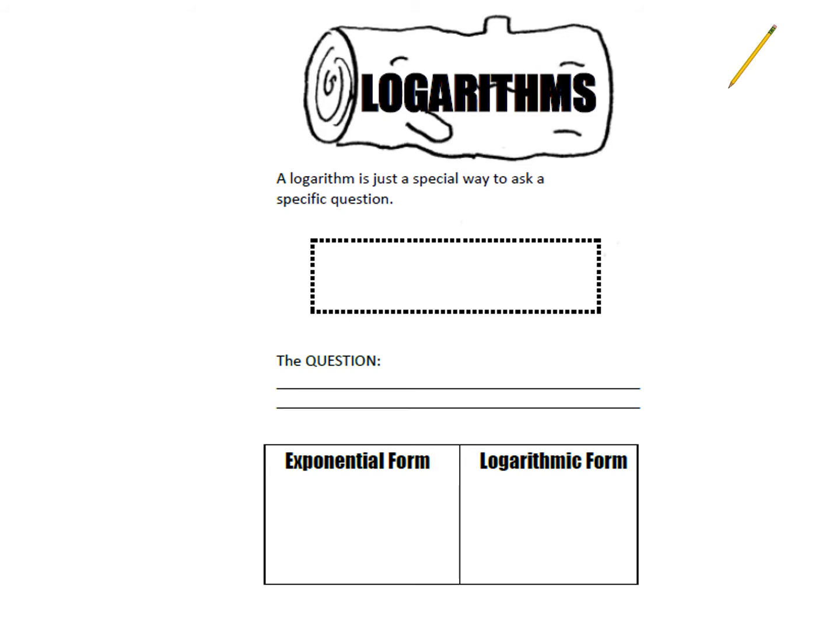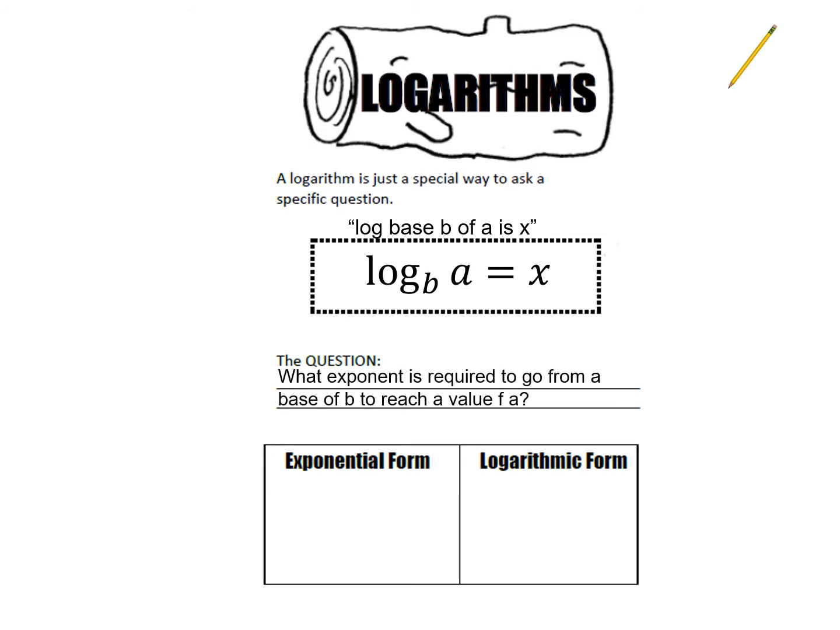Okay, so a logarithm is just a special way to ask a specific question. So a generic form of logarithms is log, that little b is a subscript, so it's not on the same level, and then a equals x. So how we read this is log with a base of b of a is x. Okay, the is the equal sign. So the question we're asking then is what exponent is required to go from a base of b to reach a value of a?